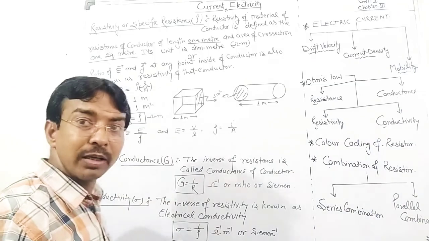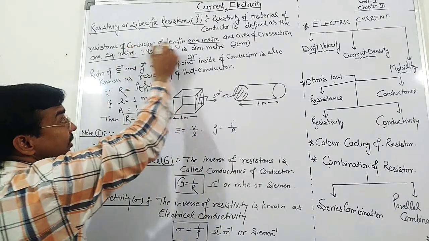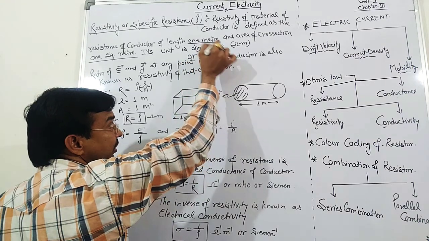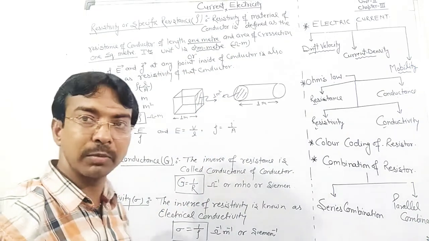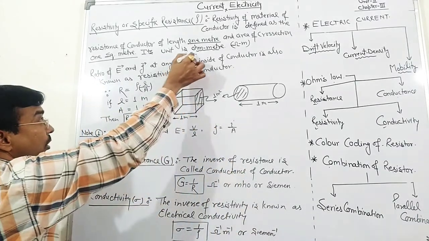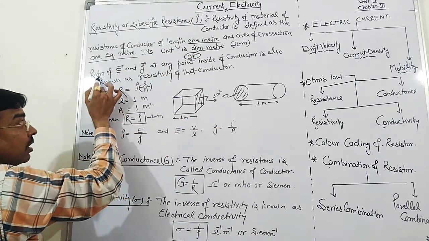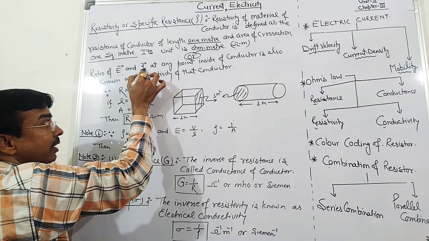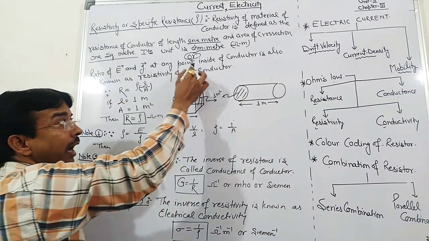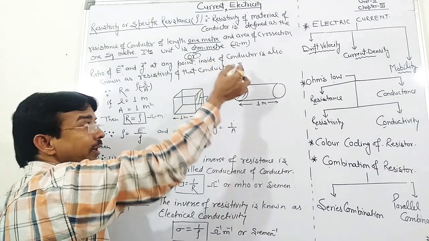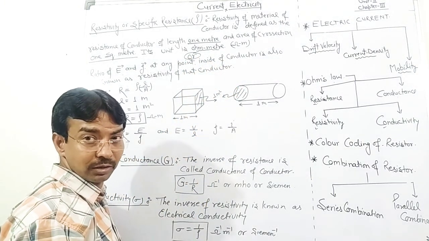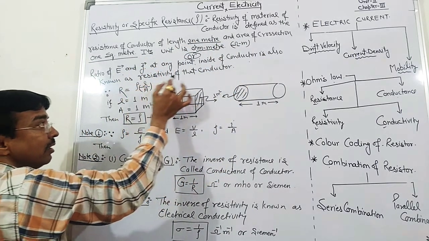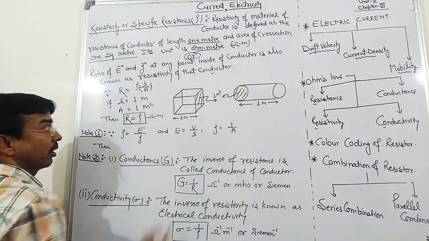If length is unity and area is unity, then its resistance is known as resistivity and its unit is ohm meter. ये तो आपकी definition वही है जो क्लास 10th में आपने पढ़ी थी. But finally, we can also introduce here the ratio of electric field intensity, which is a vector quantity, and current density, which is also a vector quantity, at any point inside this conductor. This is also known as the resistivity of that particular conductor.